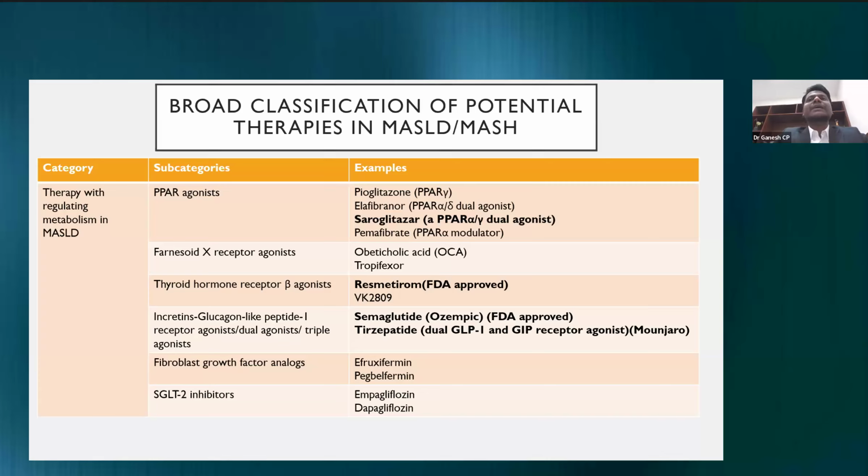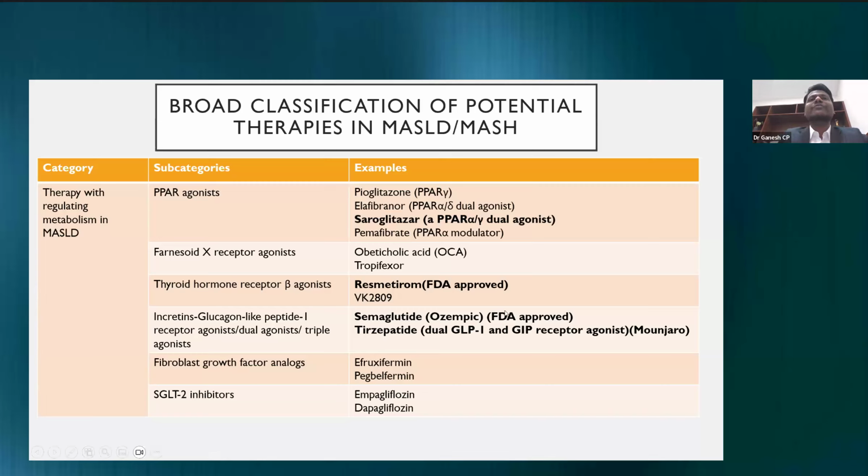Now, another upcoming drug is tirzepatide, which is Mounjaro, which is also famously FDA approved for patients with obesity. But for patients with significant fibrosis, it has not been approved. Another upcoming drug is efruxifermin, which is an FGF analog, and the drug is still in a phase 2 study. And SGLT2 inhibitors, for example empagliflozin and dapagliflozin, are also in ongoing studies.